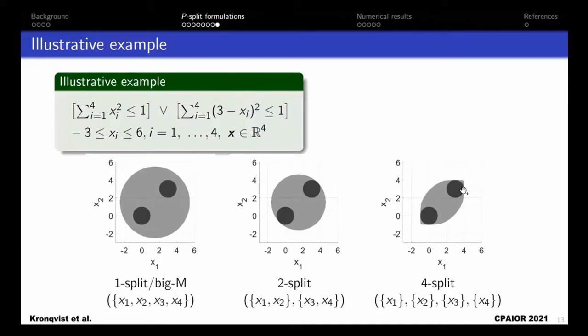And some of you may have noticed that we have some additional areas here that are not included in the 2-split formulation, and this is due to the fact that the independent bound property does not hold. If we had independent bounds, then each split would result in a strictly stronger relaxation.